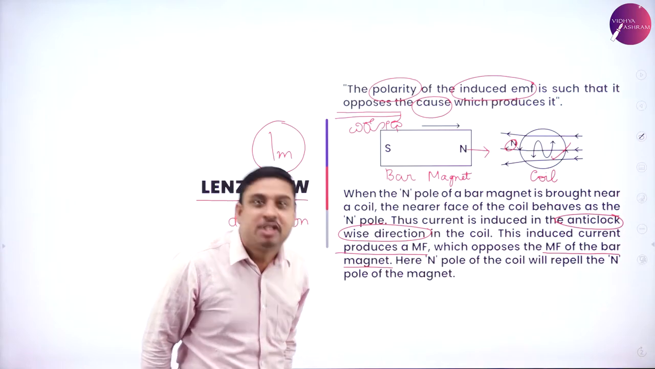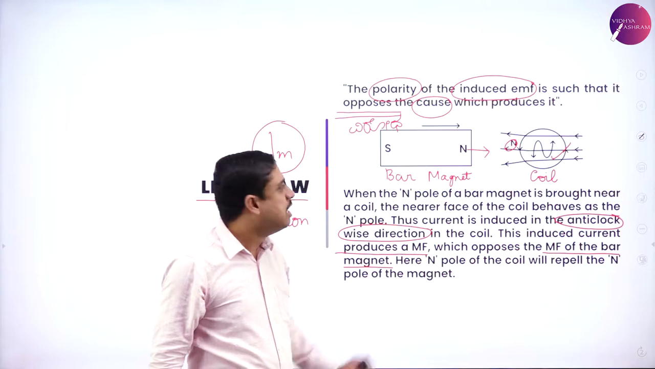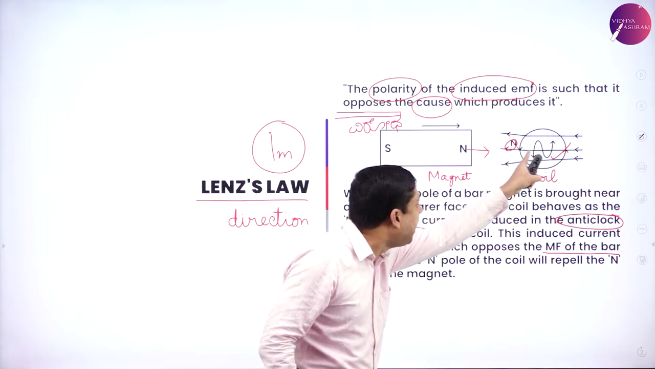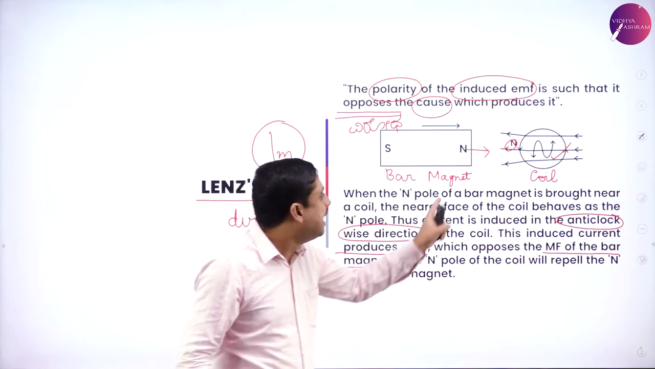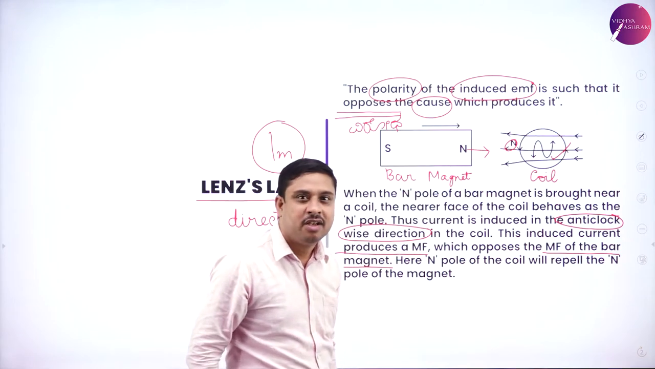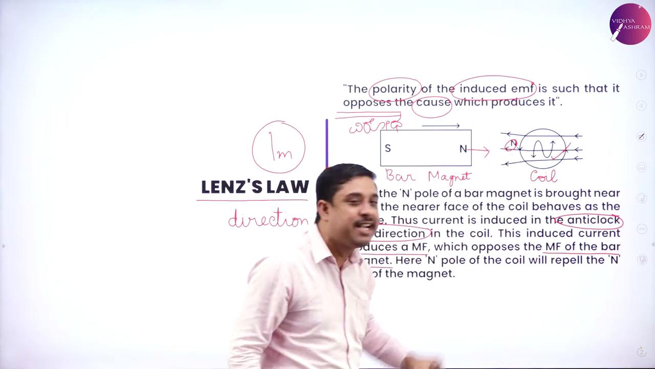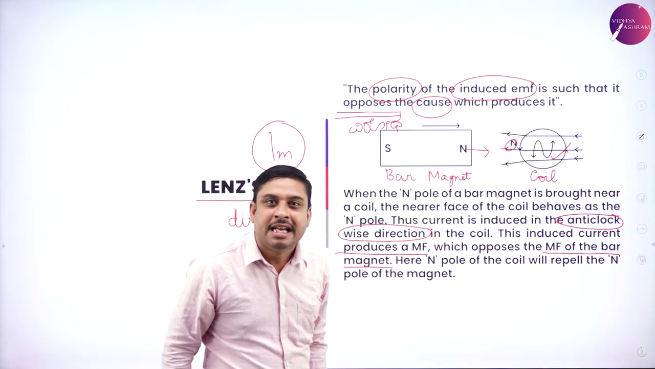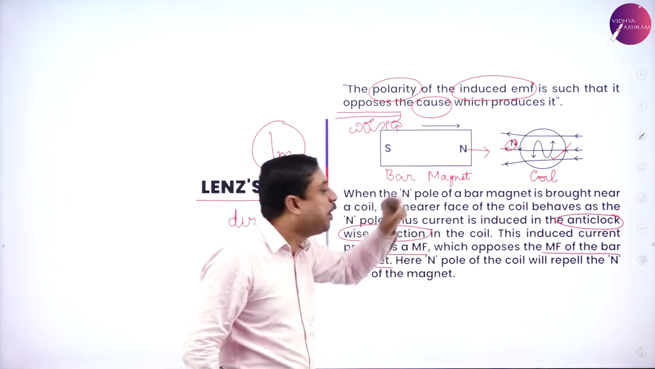The direction of the induced EMF is such that the EMF will always oppose the cause which has produced it. Who was the cause who produced this EMF and current? Motion of the magnet. But what did this current in turn do? It created a magnetic field which opposed the motion of this magnet. So there was repulsion. The EMF here is opposing the cause which has created it. So what was the direction of the induced EMF here? It is always such that it opposes the cause which has produced it.